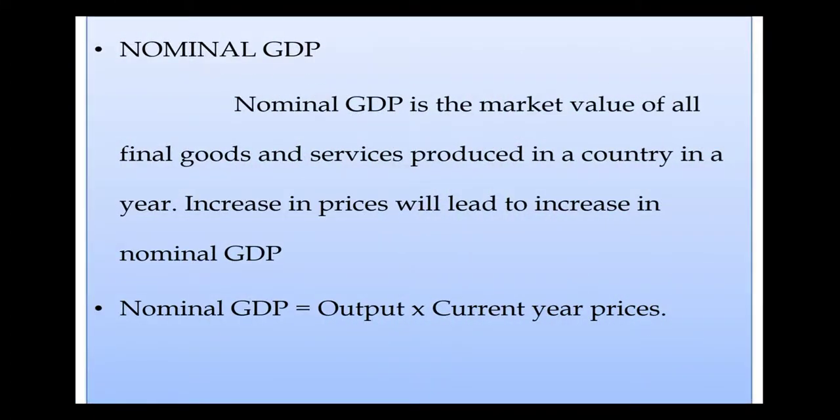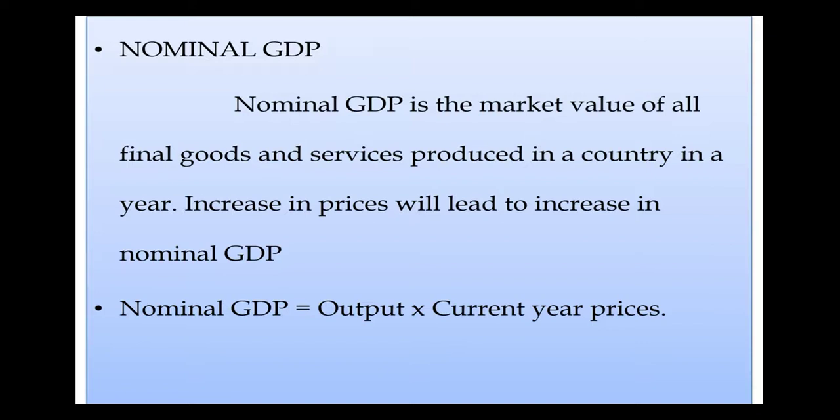Next is the nominal GDP. Nominal GDP is the market value of all final goods and services produced in a country in a year. Increase in price will lead to increase in nominal GDP. Nominal GDP we will find with output into current year price. Current year price means present year price.